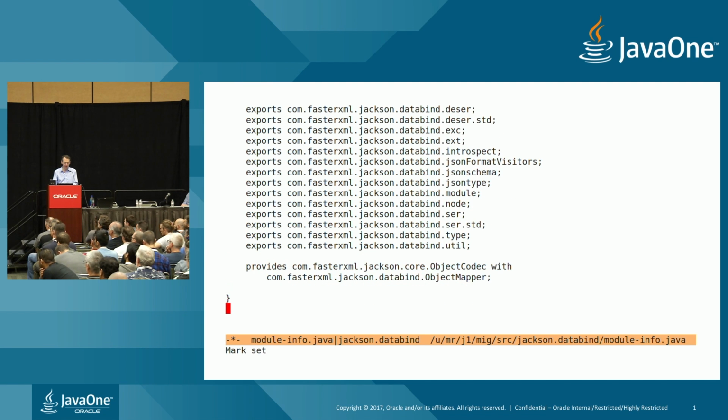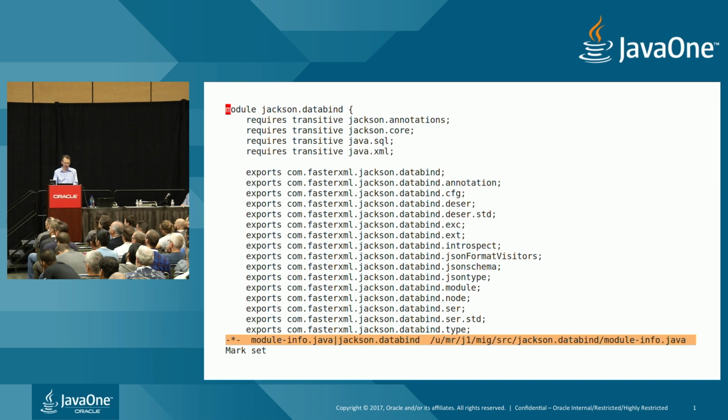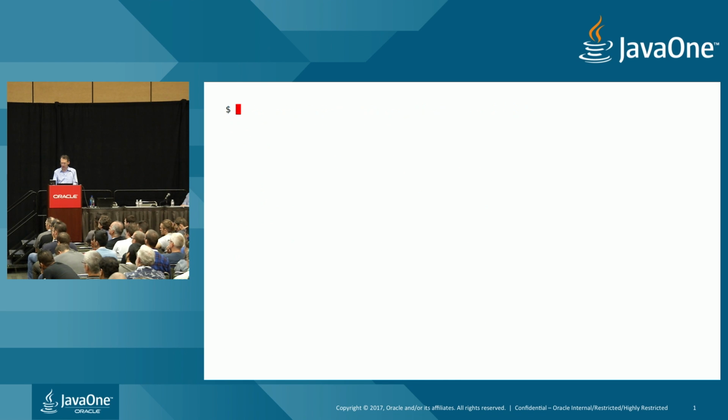And there's another service here, which JDEPS figured out by looking at the services directory in META-INF. Okay, so we've done all that. Let's compile, and we're going to make a new directory, mlib, where we're going to put the modular versions of the Jackson libraries.